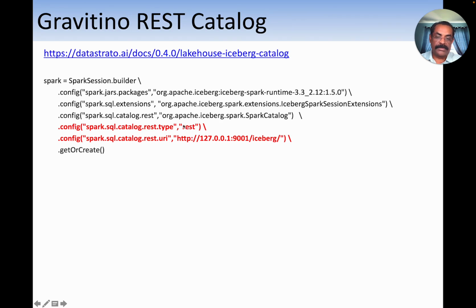So if you look at this one here, instead of Hive or Hadoop or Glue, we are using a REST catalog. And whatever configuration we do on the REST server, all authentication, directory location, directory setup, everything is done when you start your REST server. So everything is abstracted.